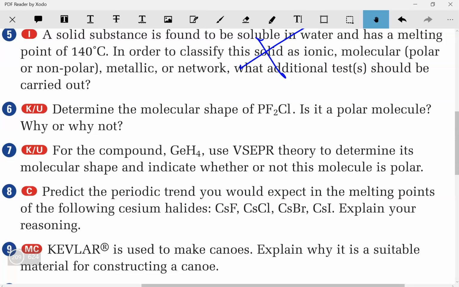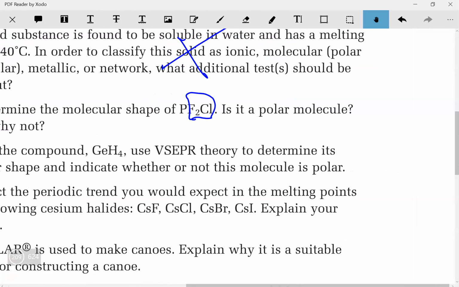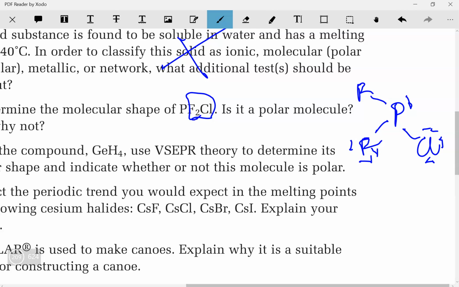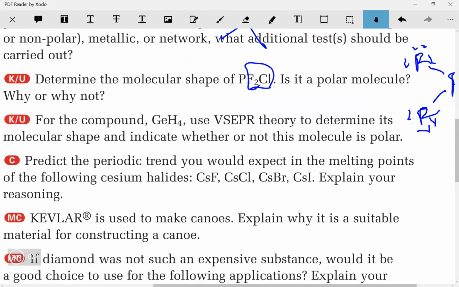PF2Cl. Just based on the different substituent groups, you probably guessed that it is polar, even if its molecular shape is, which I highly doubt there will be a lone pair on phosphorus, most likely. But 5 plus 21 is 26. 1, 2, 3, 4, 5, 6, 7, 8, 9, 10, 11, 12, 13, 14, 15, 16, 17, 18, 19, 20, 21, 22, 23, 24, 25, 26. So there is a lone pair on phosphorus. This will definitely be a polar molecule.